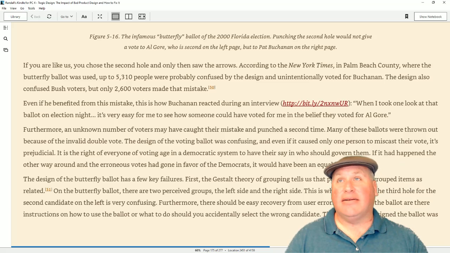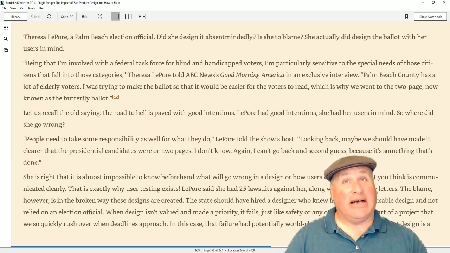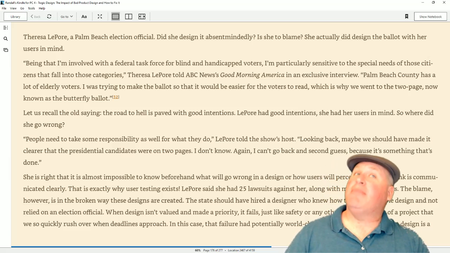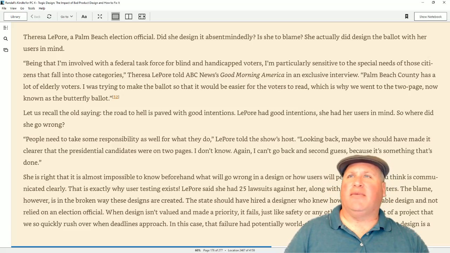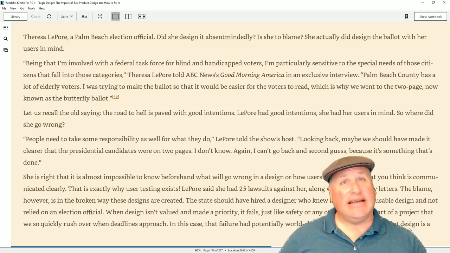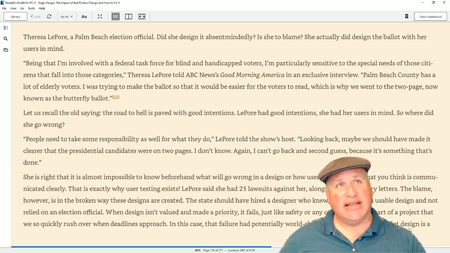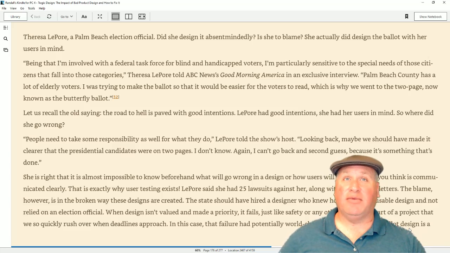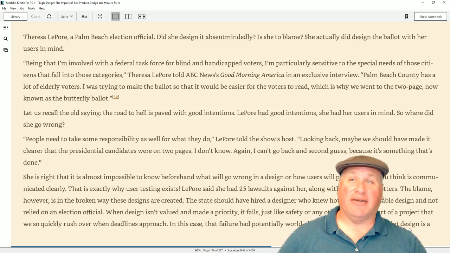The person who designed the ballot was Teresa Lepore of Palm Beach, election official. Did she design absentmindedly? Is she to blame? She actually did design the ballot with her users in mind. Quote, "Being that I'm involved with a federal task force for blind and handicapped users, I'm particularly sensitive to the needs of those citizens that fall into those categories," Teresa Lepore told ABC News Good Morning America in an exclusive interview. "Palm Beach County has a lot of elderly voters. I was trying to make the ballot so that it would be easier for the voters to read, which is why we went to the 2-page, now known as the butterfly ballot."